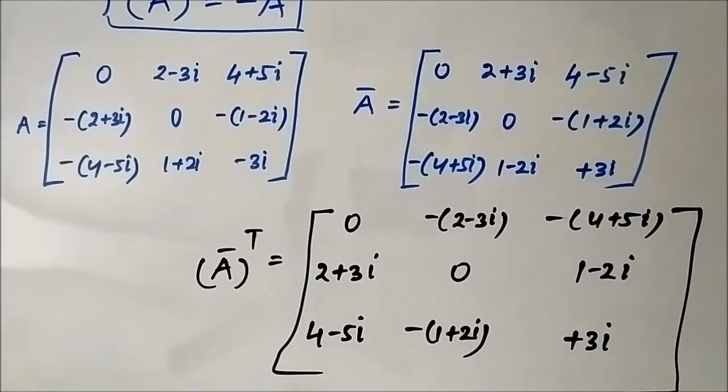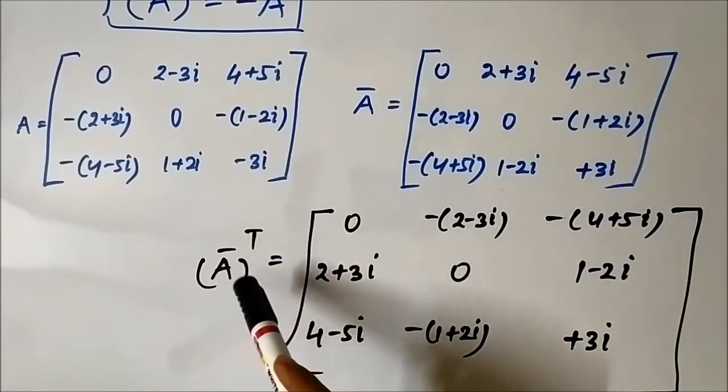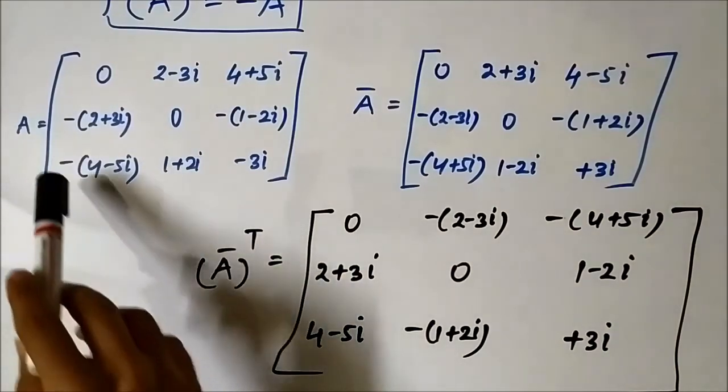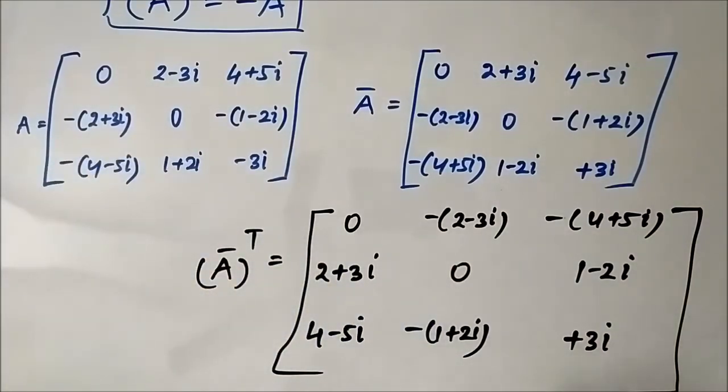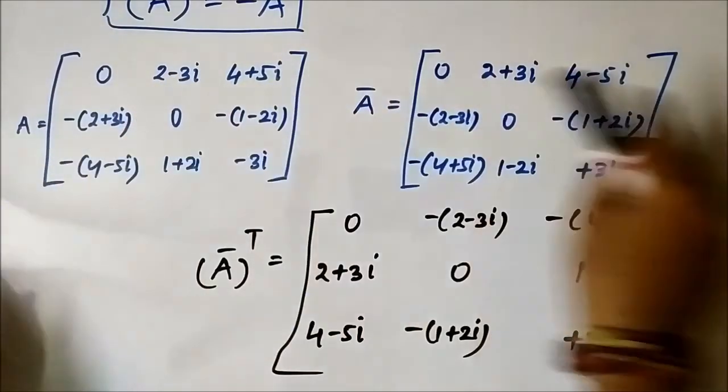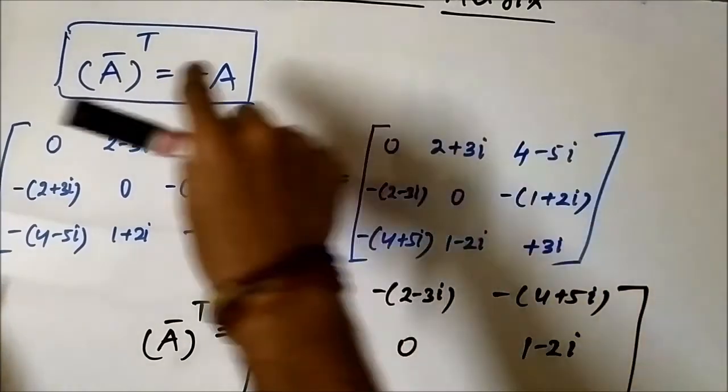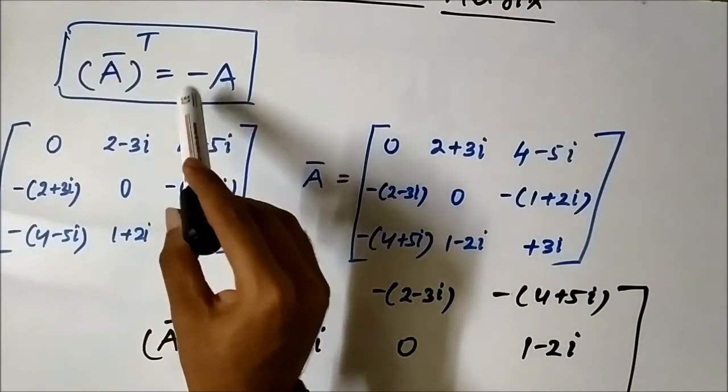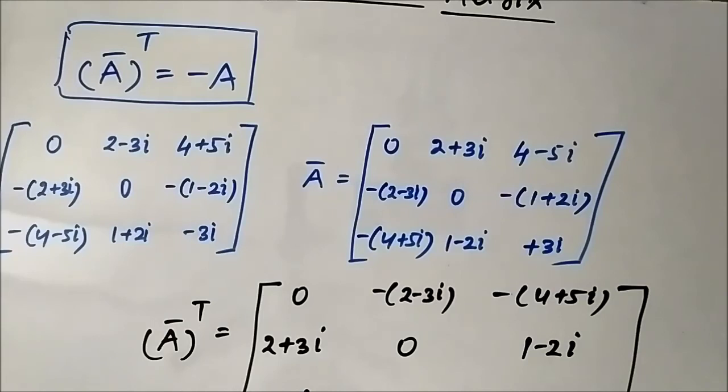So this is the Skew Hermitian matrix. Each and every element of the transpose of the conjugate matrix is the negative of the original matrix. In a Hermitian matrix, it was simply A conjugate transpose is equal to A. In case of a Skew Hermitian matrix, the transpose of the complex conjugate of a matrix will give us the negative of the original matrix. So this is all about the Skew Hermitian matrix.